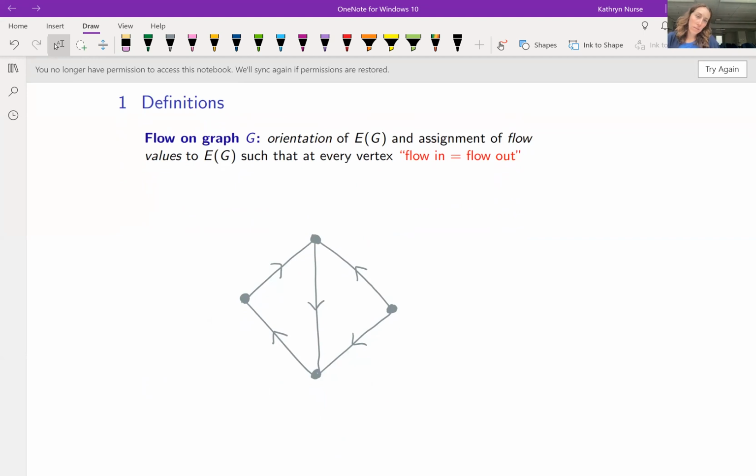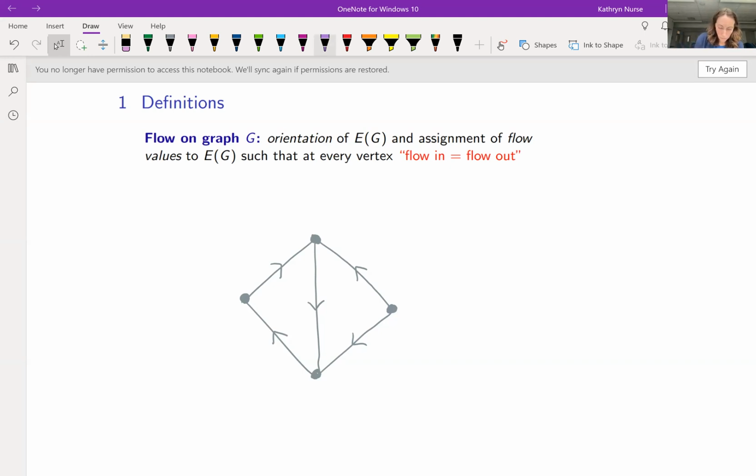Okay, so what is a flow? I want to think about a flow on a graph, and it's an orientation of the edges, and then an assignment of flow values to those edges so that the flow in equals the flow out at every vertex. This is a very loose definition.